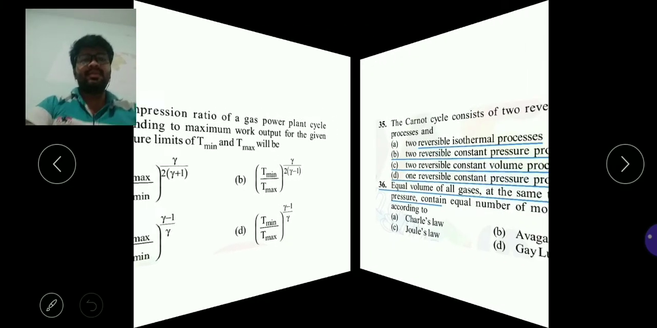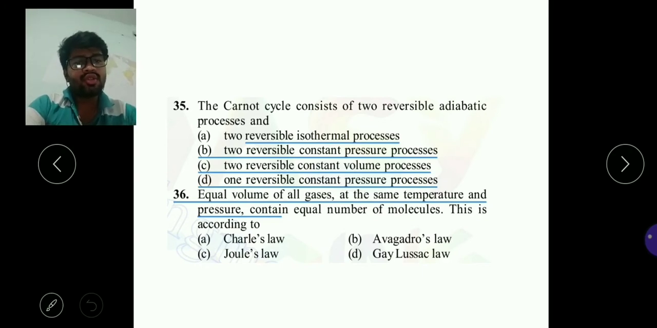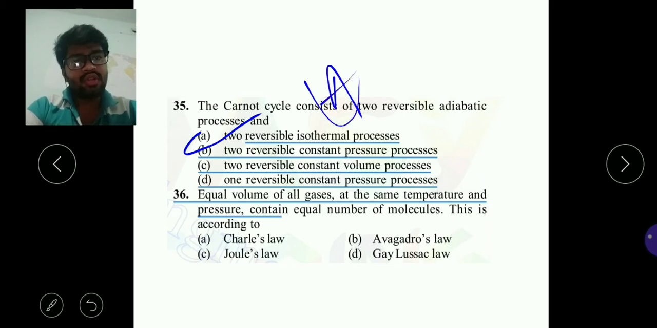Then moving next, the Carnot cycle consists of two reversible adiabatic processes. Obviously we know the Carnot cycle consists of two reversible adiabatic processes and two reversible isothermal processes. So option A will be the correct one. So here option A will be the correct one.